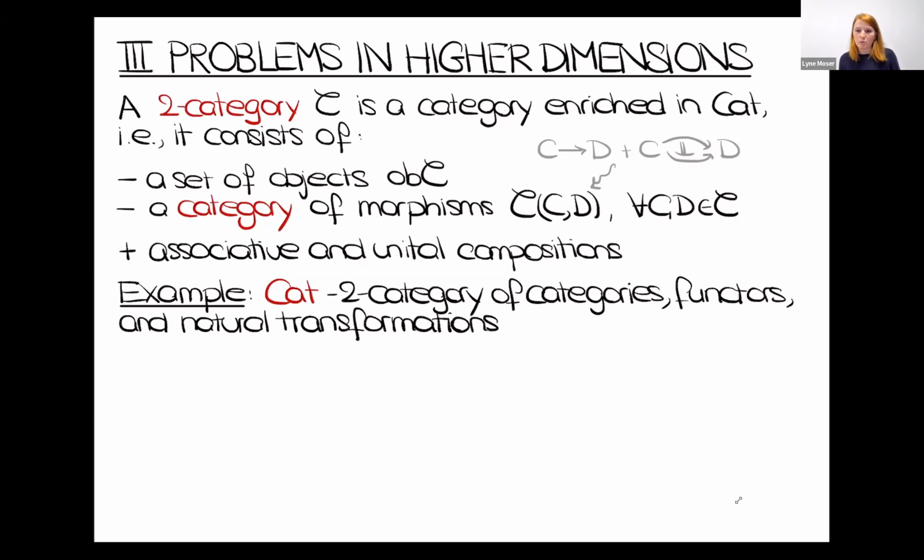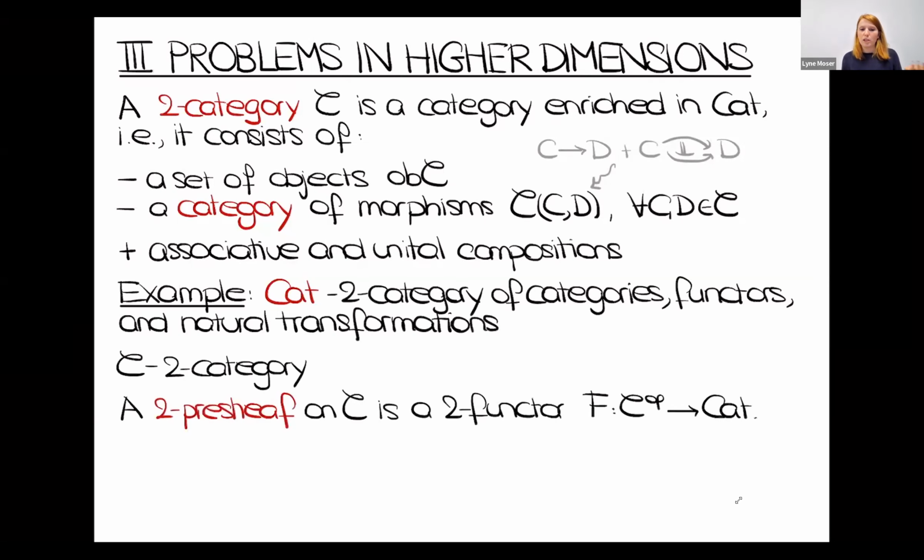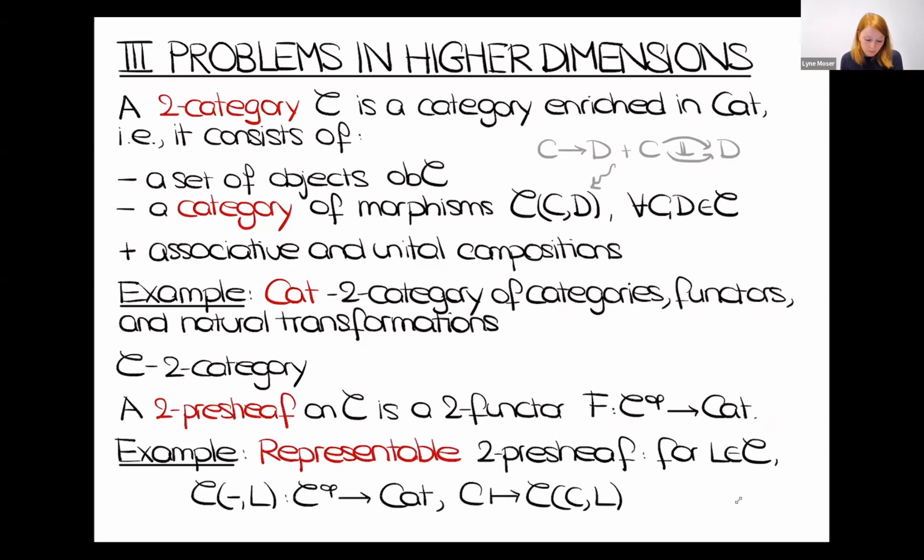And once I have this 2-category, I can define what a 2-presheaf on a 2-category is, and it's going to be simply a 2-functor from C up into Cat. So now we have gone one dimension up, so we have changed our enrichment, and now Set became Cat. And as an example of 2-presheaf, we have again the representable 2-presheaves, and they are given by these 2-functors, which send an object C to the category of morphisms from C to L.